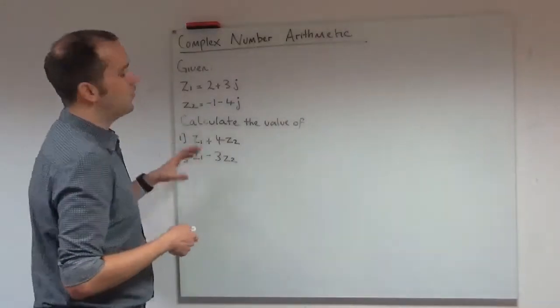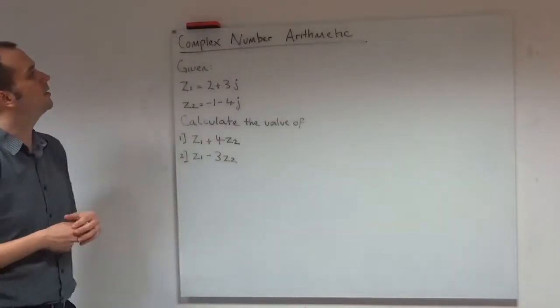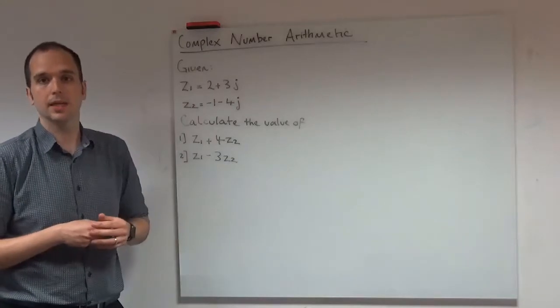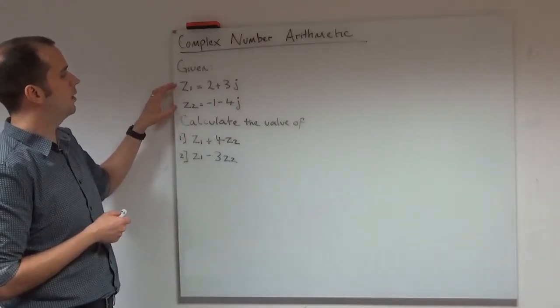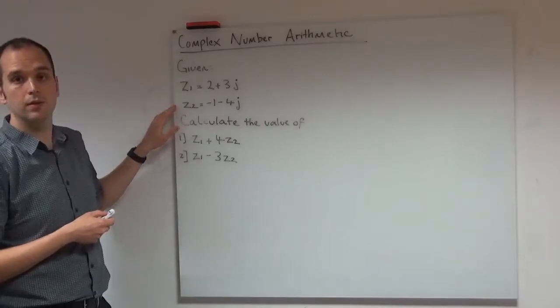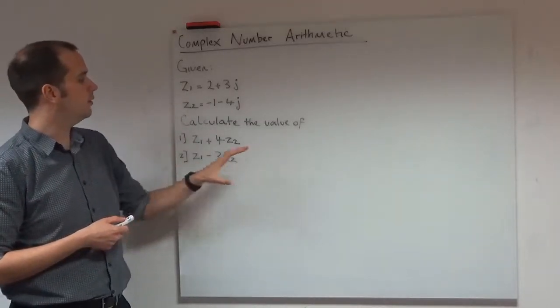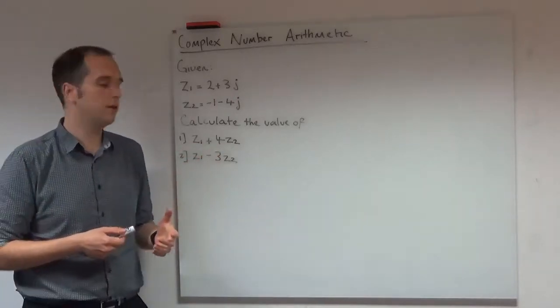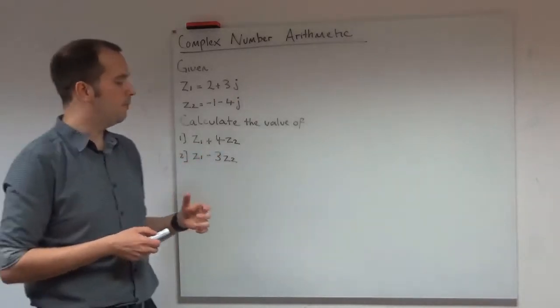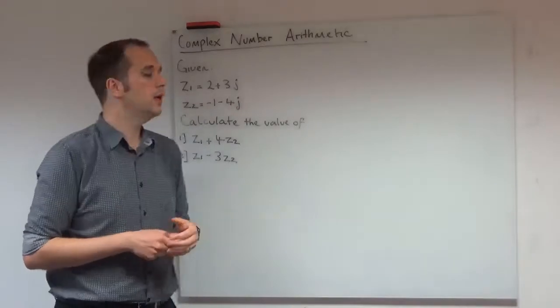Right, so in this video we're looking at complex number arithmetic. We're given two complex numbers, Z1 and Z2, and we've been asked to calculate Z1 plus 4 lots of Z2 and Z1 minus 3 lots of Z2.